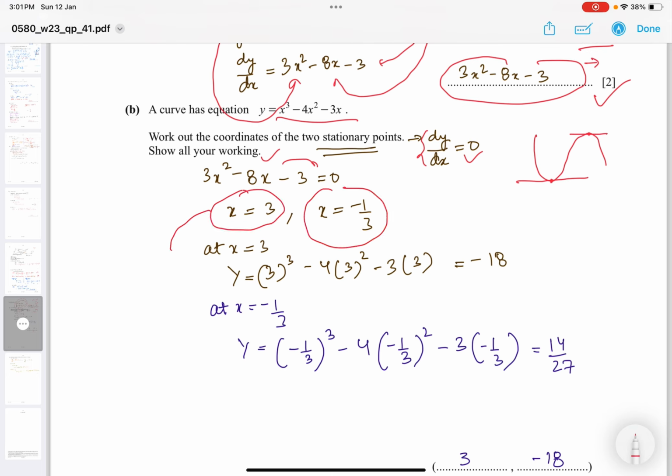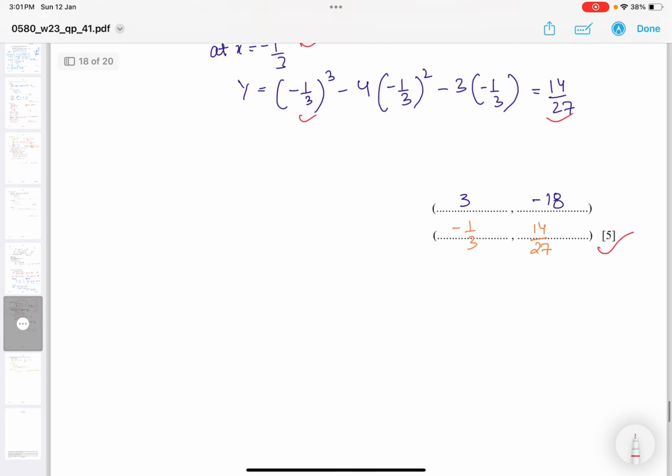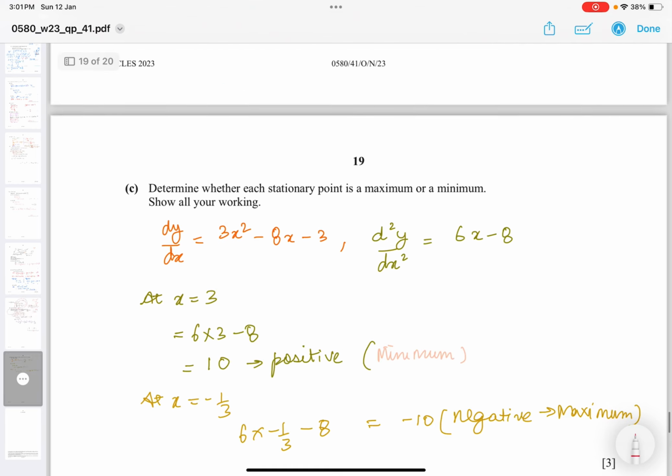So at x equals 3, how can I find the value of y? Always remember, to find the value of y, we have to go back to the equation of the curve. We put the value of x in the equation and find the value of y, which would be negative 18. And at x equals minus 1 by 3, the value of y would be 14 upon 27. Our first question is solved. Now let us jump on to the C part.